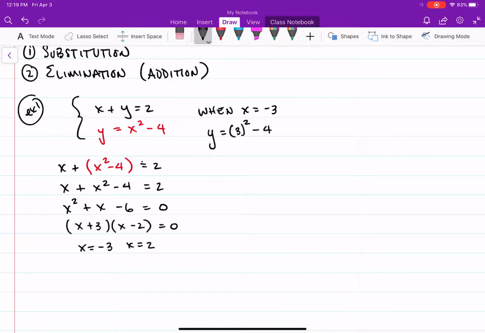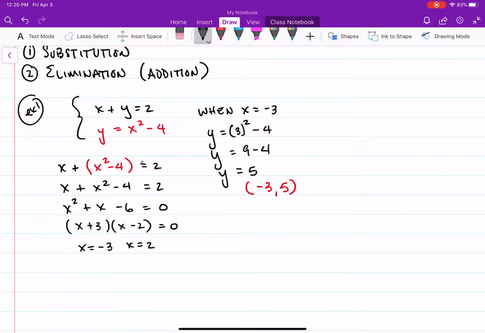3 squared minus 4. So y is equal to 9 minus 4. So y is equal to 5. Okay, so that means this point here gives me the point -3, 5. So when x is -3, y gives me 5.